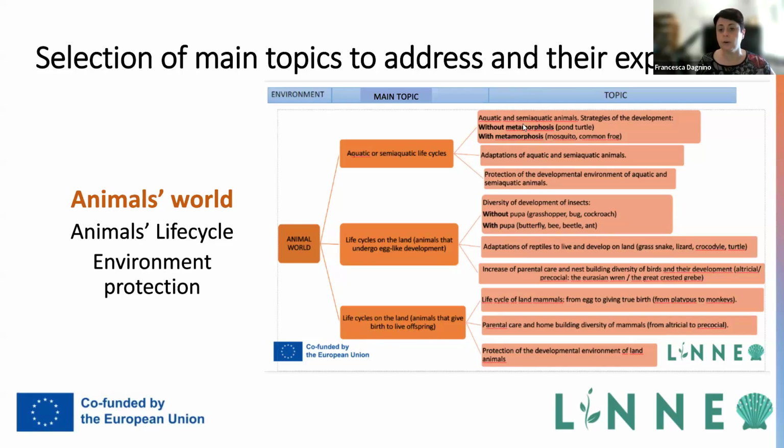And then we went further and identified further subtopics for each one of these. As you can see, in the end, we had 9 resources about animal life cycles.